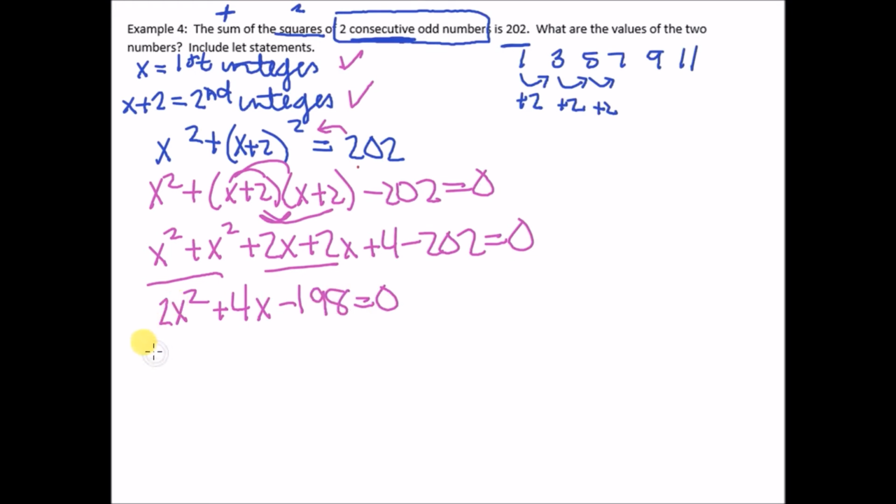Okay. All of these divide by 2. So let's go ahead and pull out a 2. 198 divided by 2 is 99. So what two numbers multiply to 99 and add to 2? Okay, of course 1 and 99.